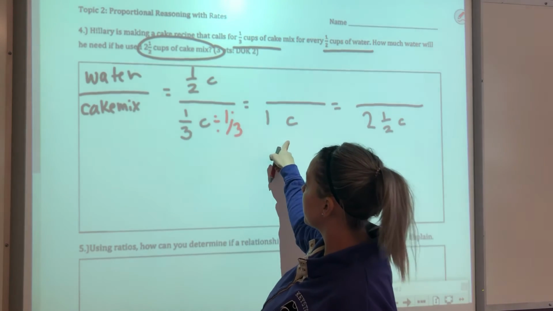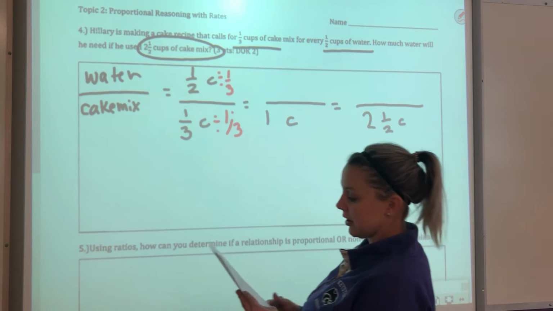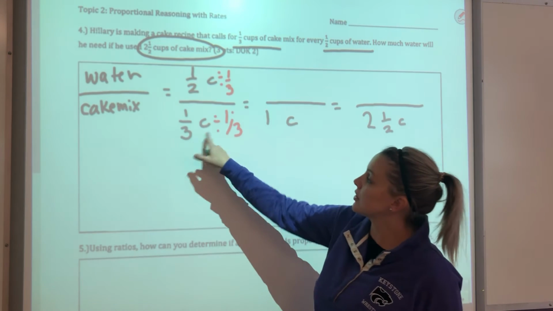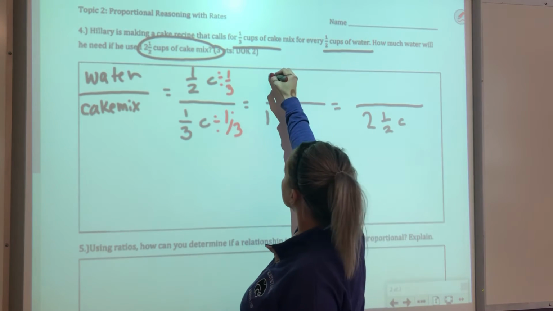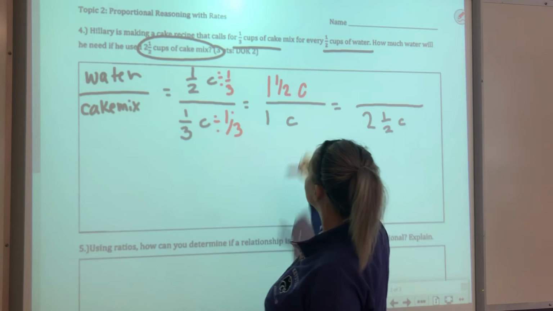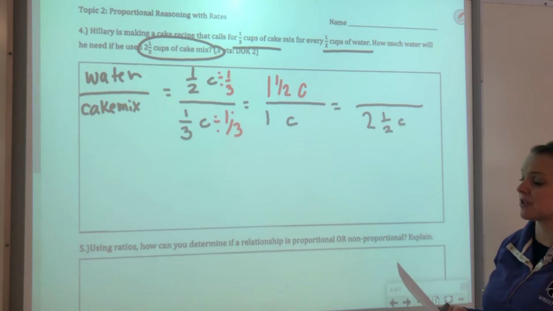So I divide by 1/3, divide by 1/3. So 1/3 divided by 1/3 is 1. 1/2 divided by 1/3 is 1 1/2. So for every 1 cup of cake mix, I use 1 1/2 cups of water.